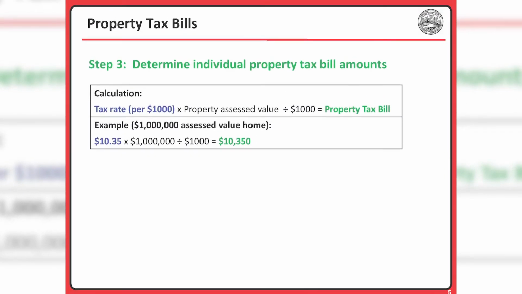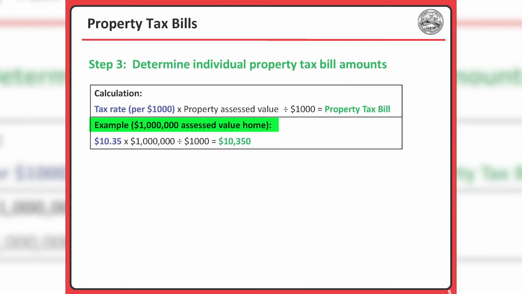Step 3, determine individual real estate property tax bill amounts. Now that we have a tax rate, the next step is to determine individual property tax bill amounts. The example on the screen shows this calculation for a property with an assessed value of $1 million.